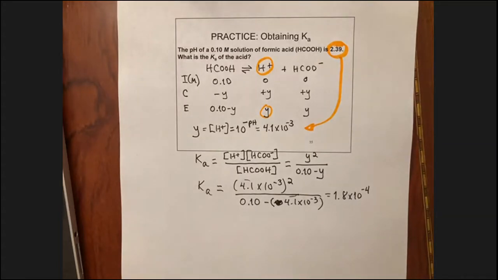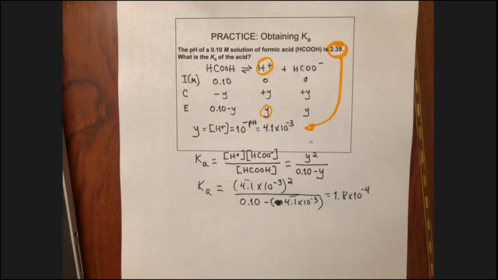Let me see some of the questions you have here. The hydrogen attached to oxygen is the only one that is ionized. Yes, that is correct in this case. This acid is what we call a monoprotic acid. Remember, it only has one ionizable hydrogen.